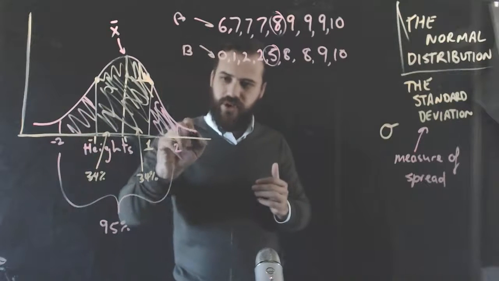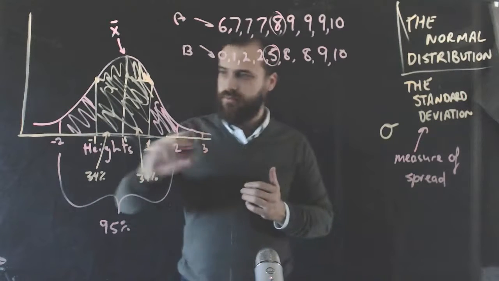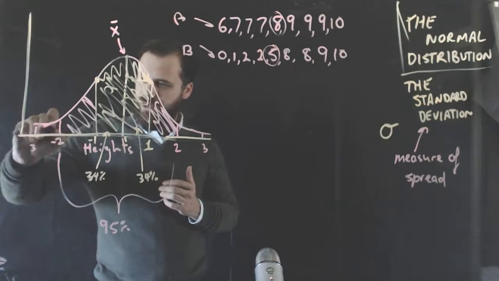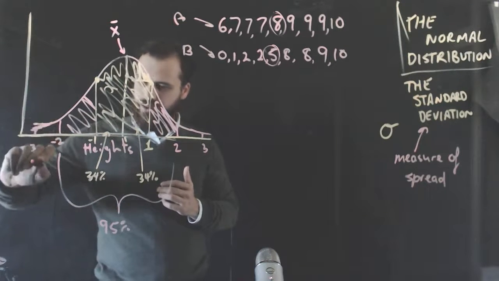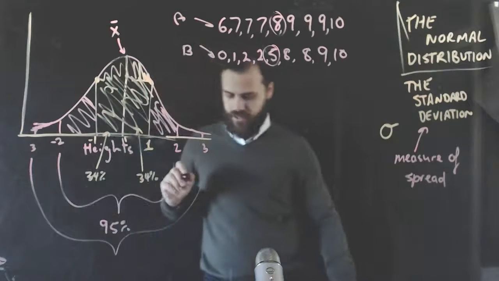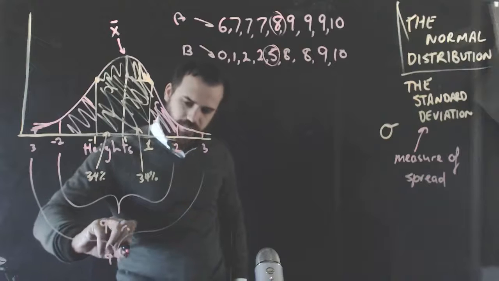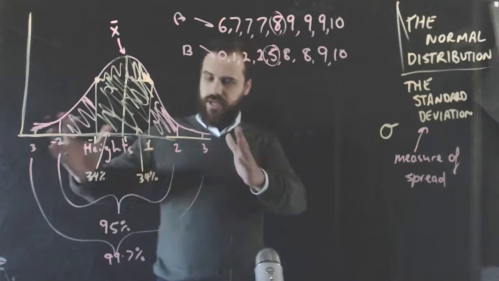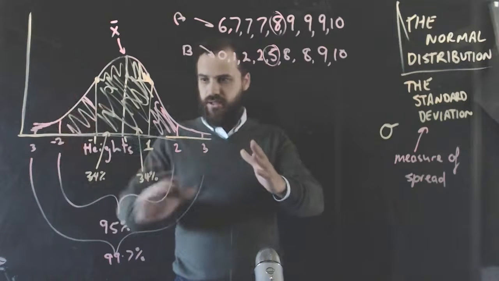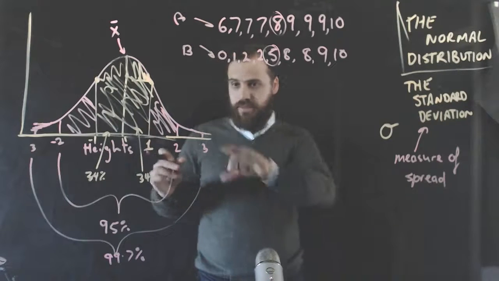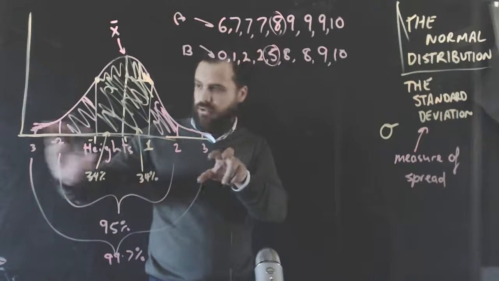Now, if I go even further, that should sort of come down a bit more like that. If I go even further there, 99.7% of people are within 3 standard deviations of the mean. That means that only 3 in every 1,000 people are either higher or lower than that.